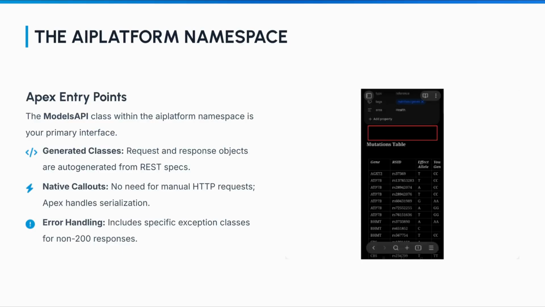Now we will go to the Apex entry points, like the ModelsAPI class within the aiplatform namespace. There we have some generated classes. Native callouts will be there, so there will be no HTTP request and HTTP response we need to do for the Models API. There will be some standard methods as we discussed initially, and then error handling. It will also handle the errors, and for that we have some exception methods and classes available. As with other APIs, normally 200 is success, 120 seconds is the limit for all the API callouts, and 100 callouts per transaction. It will operate under the same transaction limits as the other normal APIs we are using.